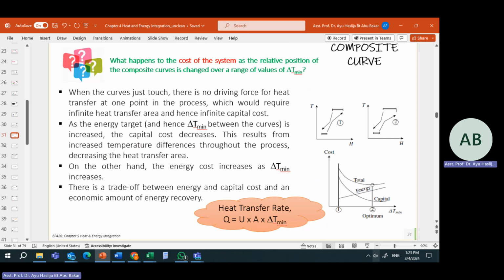Now this one is to compare the different delta T min. Okay, this is delta T min 10 degrees C and 20 degrees C. So by the cost versus delta T min, you can find which delta T min is optimum for your process. Okay, so plotting this, you can see which one is the optimum one.